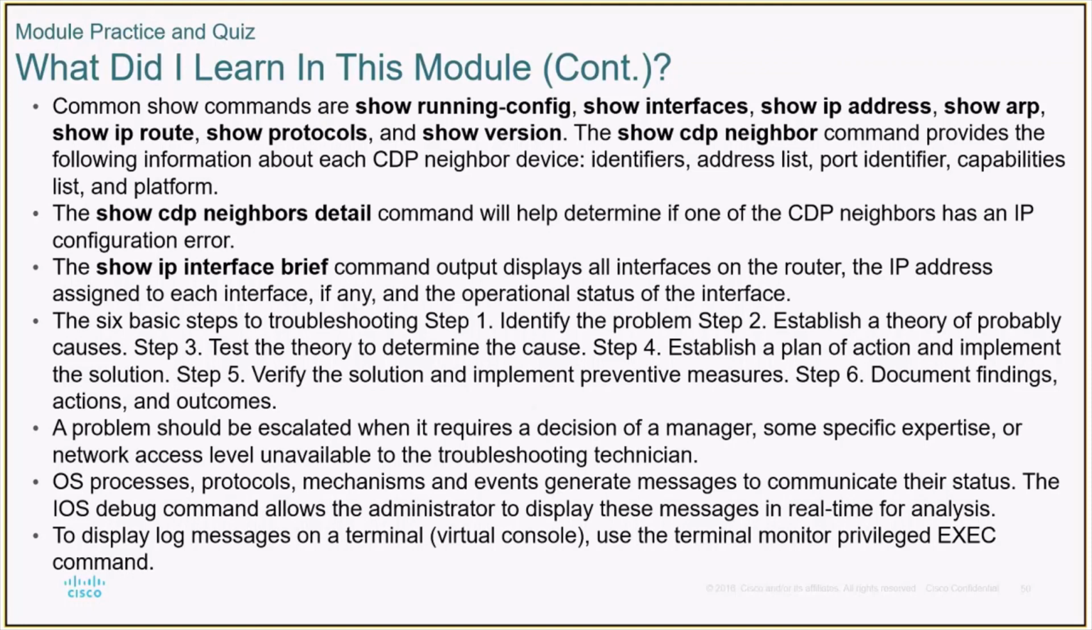So the six basic troubleshooting steps are: 1, identify the problem; 2, establish a theory of probable causes; 3, test the theory to determine the cause; 4, establish a plan of action and implement the solution; then 5, verify the solution; and 6, document your findings and outcomes. A problem should be escalated when it requires a decision of a manager, some specific expertise, or a network access level unavailable to the current troubleshooting technician.